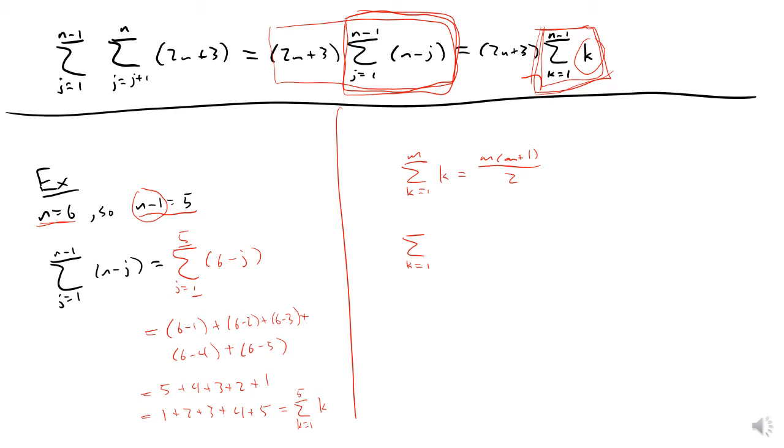If I want to do the sum from 1 to 4 of k, that's 1 plus 2 plus 3 plus 4, which gives me 10. If I want to use my shortcut formula, in this case m is 4, so according to my shortcut formula, this would be 4 times (4 plus 1) over 2. That's 4 times 5 over 2, which again gives me 10.